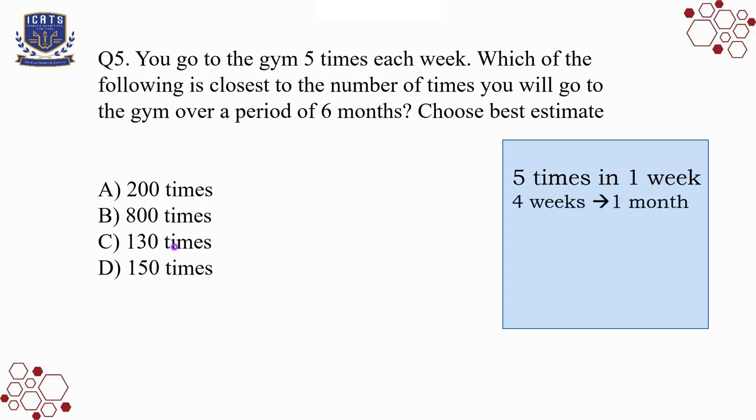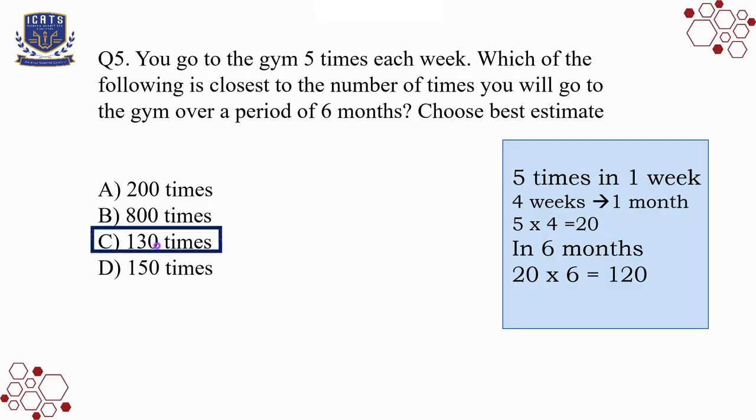There are 4 weeks in 1 month. So we will multiply 5 by 4, that is equal to 20. It means you go to gym for 20 times in 1 month. Now to find out how many times you go in 6 months, we'll multiply 20 by 6, that is equal to 120. But if we look at our options, 120 is not given. So as we have to choose the best estimate, we will select 130 times, which is closest to 120 out of the given options. So we will select option C here.